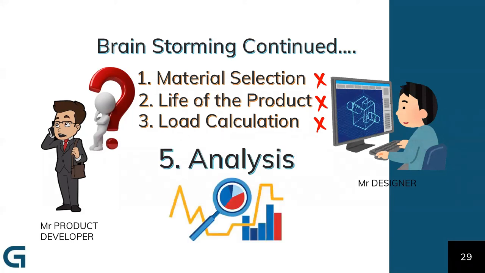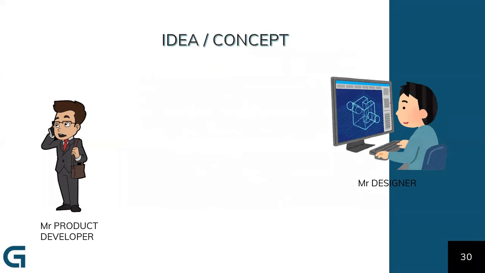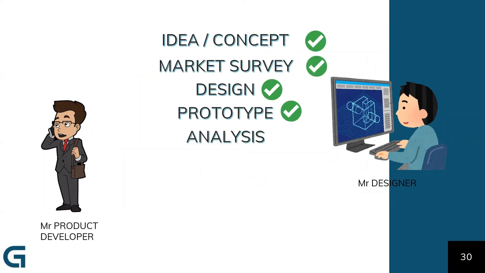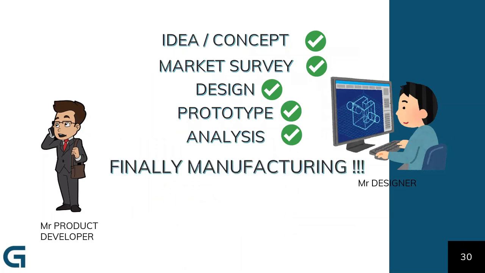So this is the fifth step of our process, which is called analysis. So now we'll just recap what we have done. Idea and concept is done, market survey is done, design is done, prototype is done. Then we'll go with the analysis. Analysis also done. Once everything is done, we'll finally go with the manufacture.